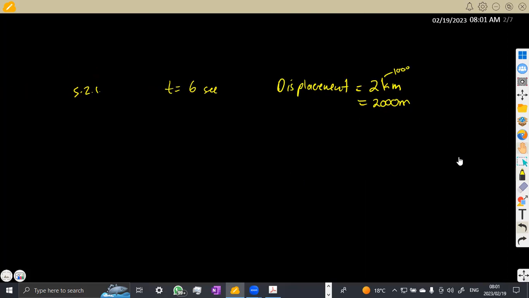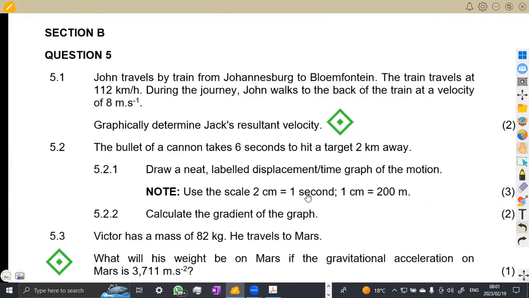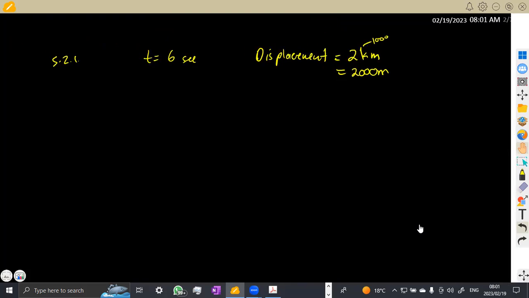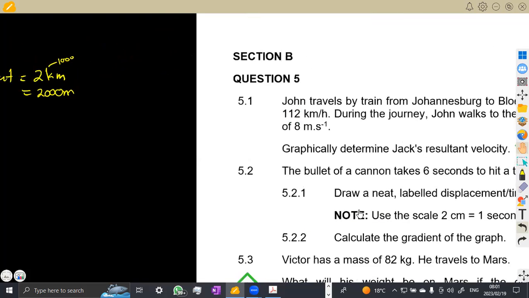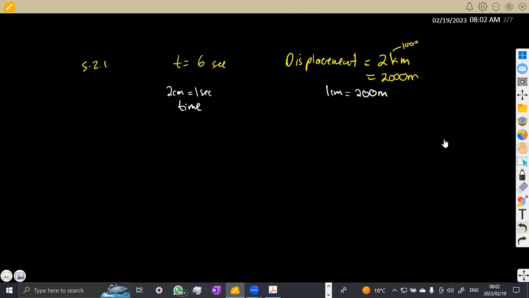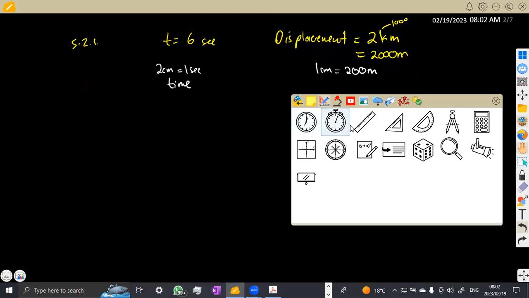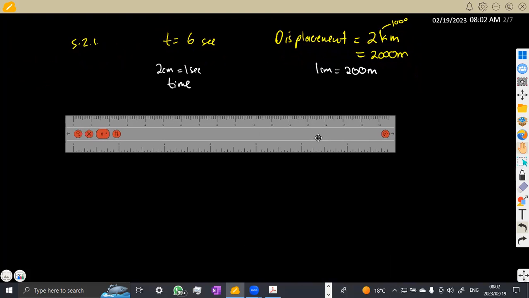If we check, we have a scale given: 2 centimeters to represent 1 second, 1 centimeter to represent 200 meters. Let's start with 2 centimeters versus 1 second. According to time, 2 centimeters is going to represent 1 second. So this is for time. Then for displacement, we are given that 1 centimeter represents 200 meters. I'm just going to show you a sketch of what it should look like, but you are supposed to draw this accurately, because we have the given units and the given scale.